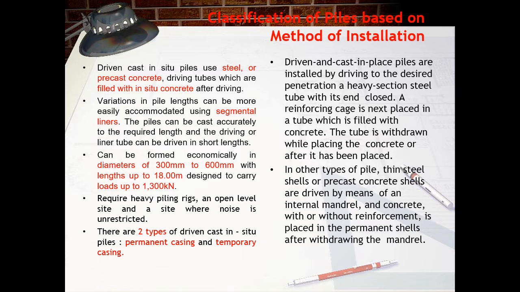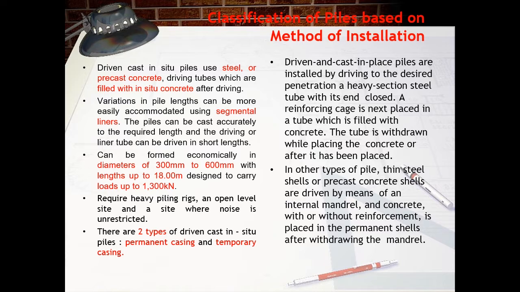Driven and cast-in-place piles are installed by driving to the desired penetration a heavy section steel tube with its closed end. So it is closed. A reinforcing cage is next placed in the tube which is filled with concrete. So it will be filled with concrete. The tube is withdrawn while placing the concrete or after it has been placed.